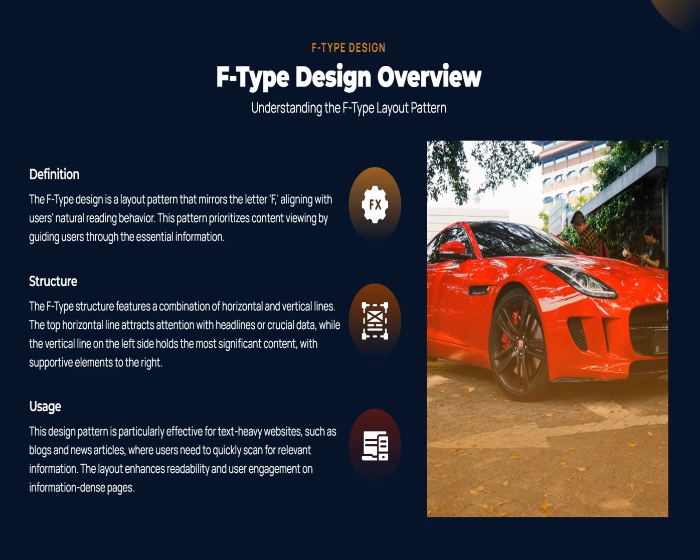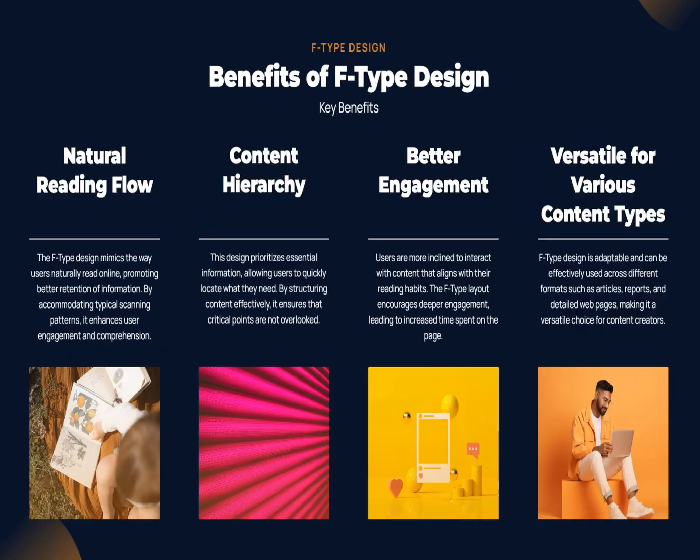How F-type design works. Horizontal scanning. Users begin by reading along the top of the page, scanning across the left side for reading headings, subheadings, and primary content. Why F-type design matters. Improved readability. Content is divided into logical sections, making it easier for the user to comprehend and retain information.